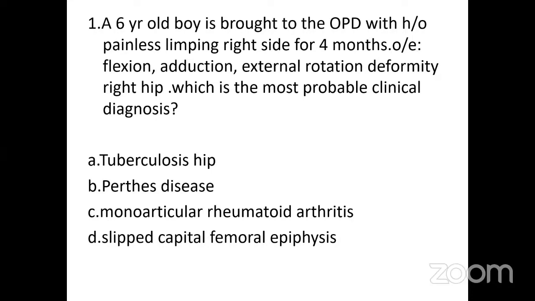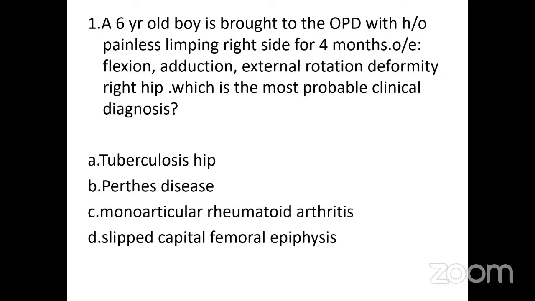Whereas if you hear flexion, adduction, and internal rotation, which we usually refer to as FAIR, F-A-I-R, flexion, adduction, internal rotation, with a history of trauma, you have to think of posterior dislocation of the hip joint.